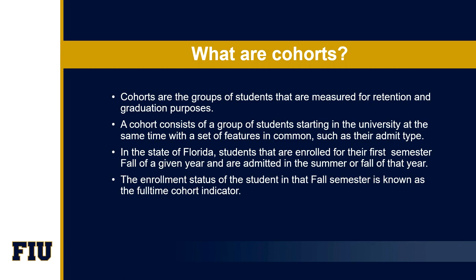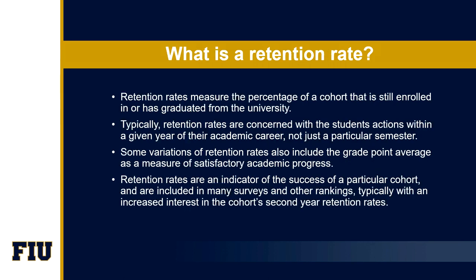student's later success. Retention rates measure the percentage of a cohort that is still enrolled in or has graduated from the university. Typically, retention rates are concerned with the student's actions within a given year of their academic career, such as second-year retention rates. This means that they are not typically concerned with just a specific semester. Some variations in retention rates also include the grade point average of the preceding year as a measure of satisfactory academic progress. This variation is called the academic progress rate.